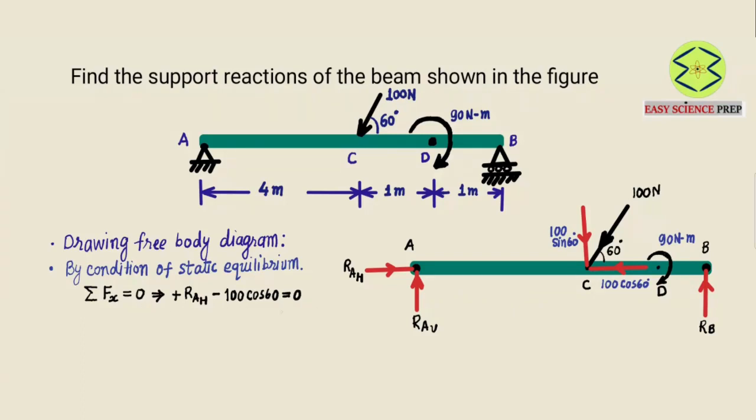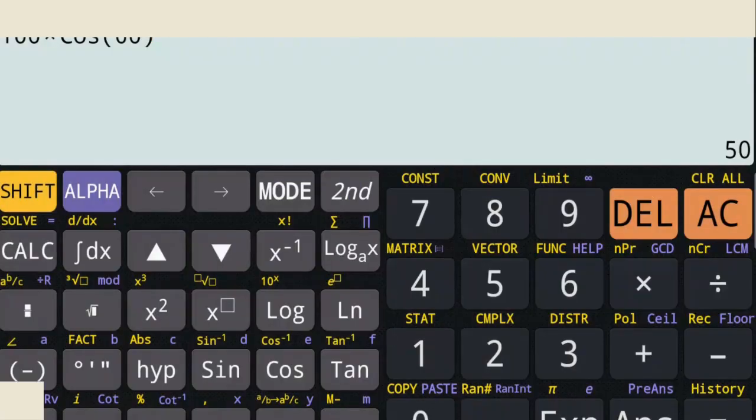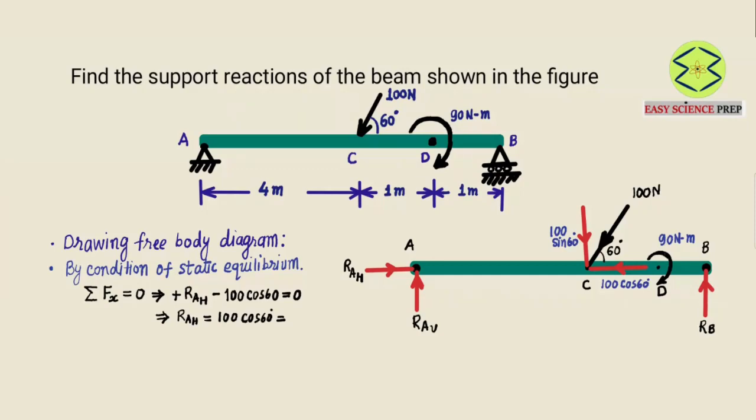If you solve this equation, you will get the value of RAH, that is the horizontal reaction at point A. So we shall get RAH as 100 cos 60. Cos 60 turns out to be 1 by 2, so the value is going to be 50. So now we have used the condition of static equilibrium, the summation of forces in the horizontal direction, and we got the horizontal reaction acting at point A as 50 Newton.